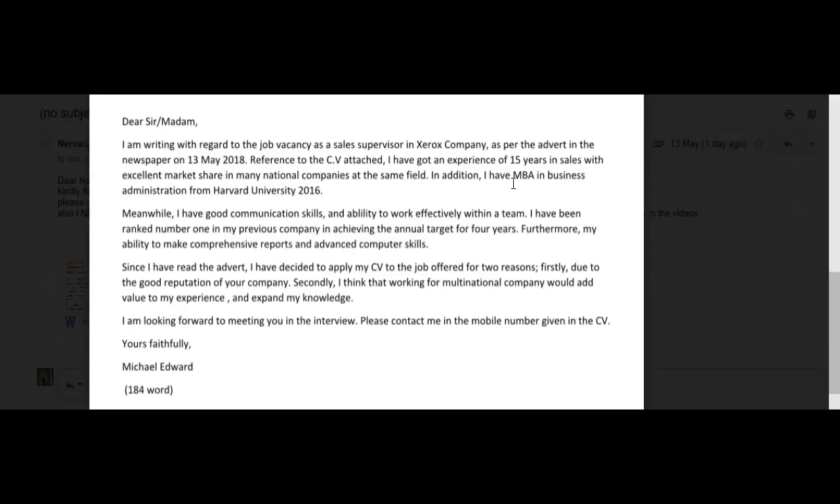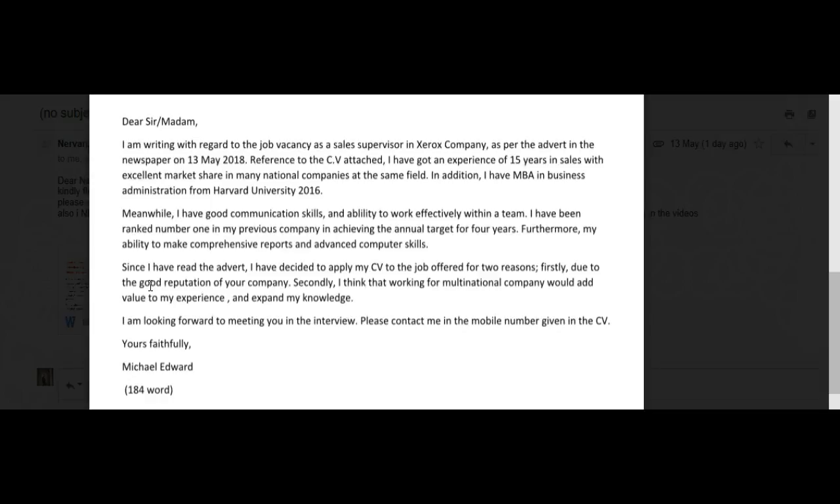Since I have read the advert, I have decided to apply, not my CV. You don't apply your CV. You just apply for the job for 2 reasons. Firstly, due to the good reputation of your company. Again, the word good. You don't want to say that. You want to say the outstanding reputation, or the fact that your company is at the cutting edge of technology, or the fact that your company is a pioneer in the field. Okay, so these are some more appropriate expressions for this kind of letter.